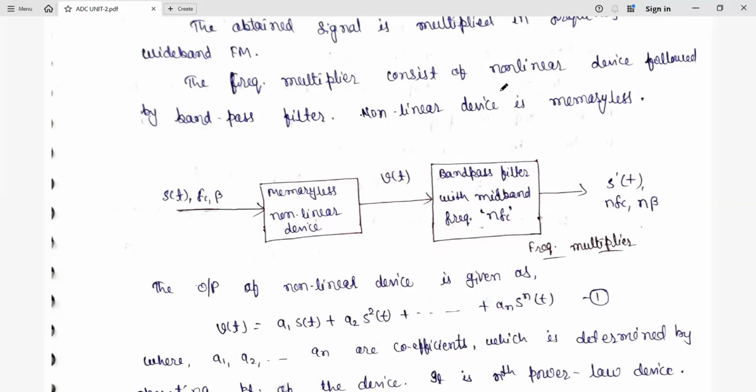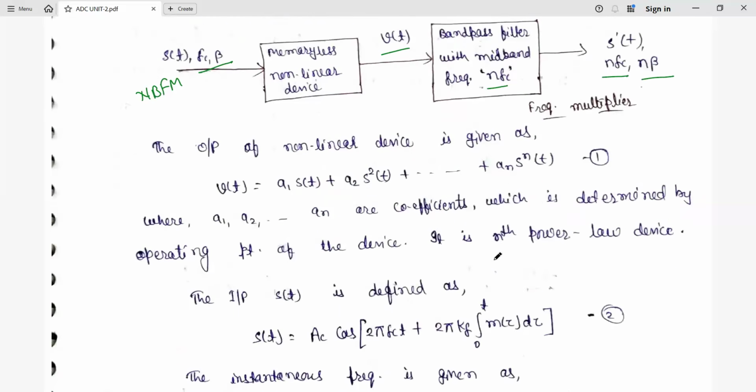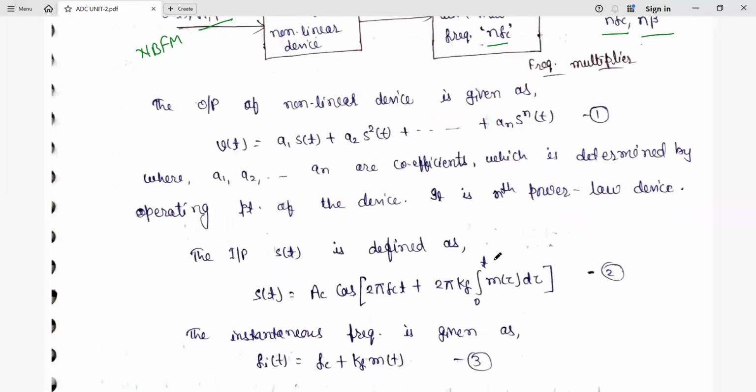So what is the frequency multiplier? It consists of a nonlinear device followed by a band pass filter, and the nonlinear device is memoryless. Here this modulated wave, that is the narrowband FM, having frequency fc and modulation index beta, is given to the memoryless nonlinear device. That output is what here? v(t). After that it is given to the band pass filter having mid-band frequency n times fc. Then we get the finally modulated wave having frequency n fc, and beta becomes n times beta. That is why we get the higher value of beta, known as the wideband FM.